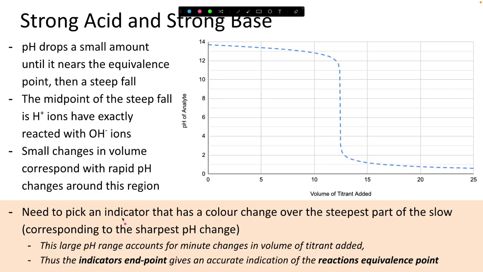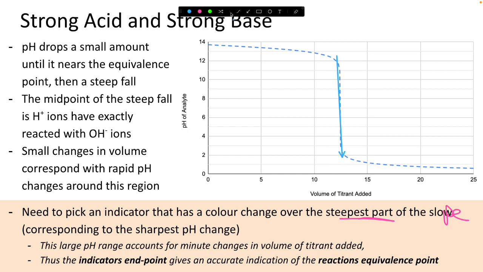So we need to pick an indicator that has a color change over the steepest part of the slope corresponding to the sharpest pH change. This large pH range accounts for minute changes in volume of titrant added. So this is why it's fine if our indicator is changing color over a bit of a range of pHs, because if you look here, if you've got this massive drop, if I get some pink back, well, that's still blue, but my point still stands.